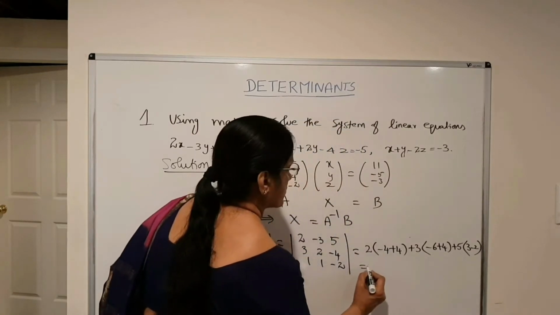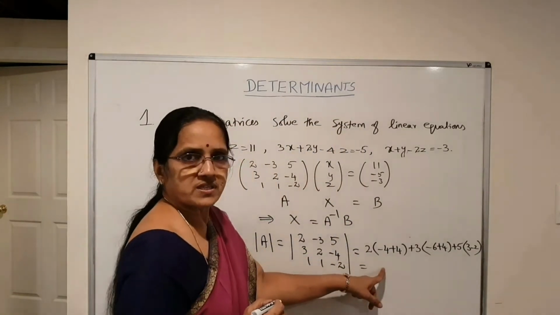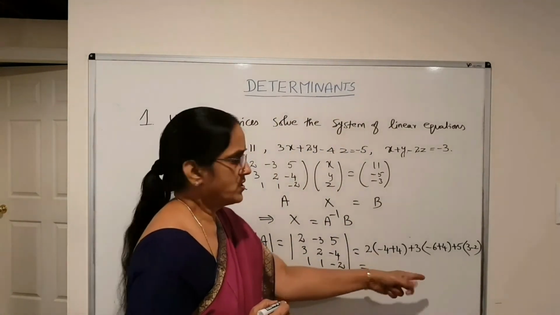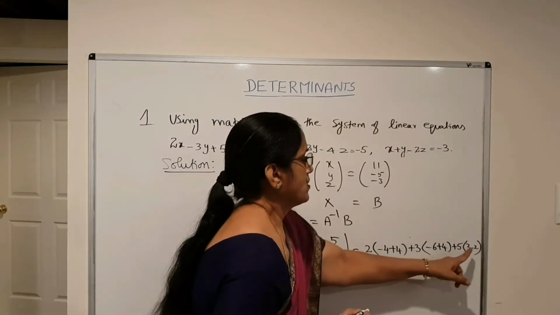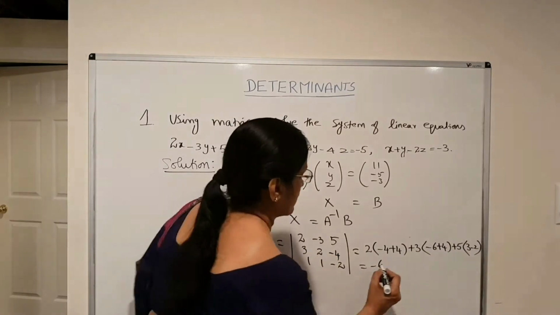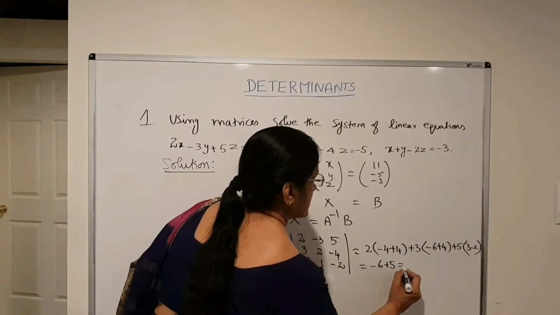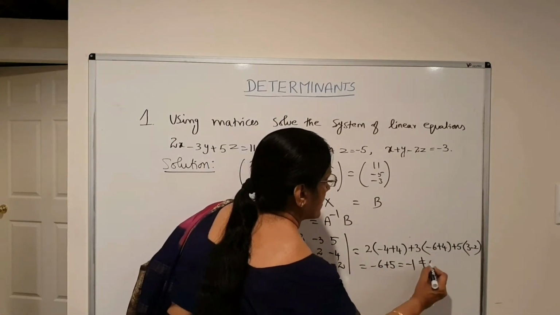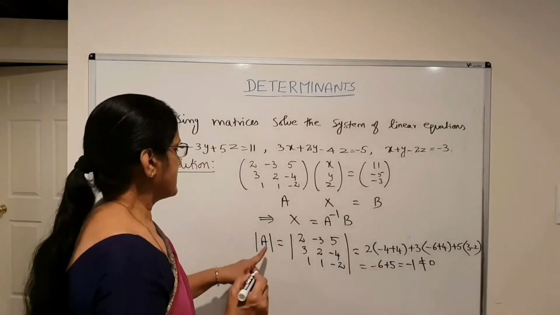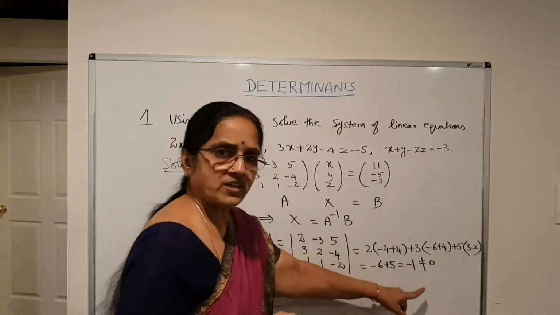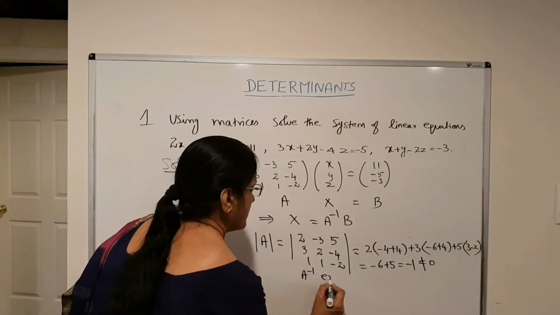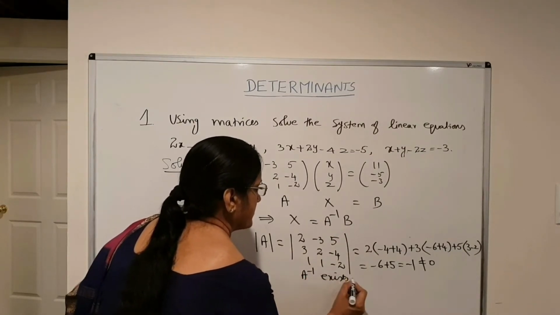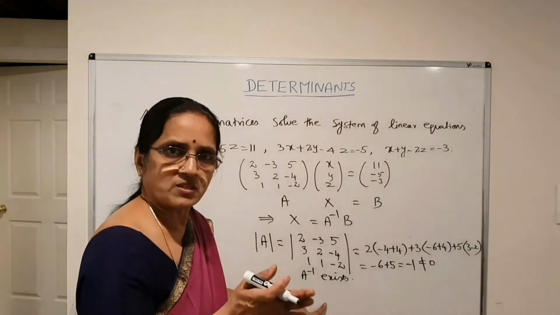Now this is going to be plus 4 minus 4, 0. So this term will become 0. Here minus 2 into 3 is going to be minus 6. Then plus 1 into 5, 5 plus 5. This is equal to minus 1, which is not equal to 0. Since determinant of A is not equal to 0, A inverse exists. This is how you will be concluding in the beginning.